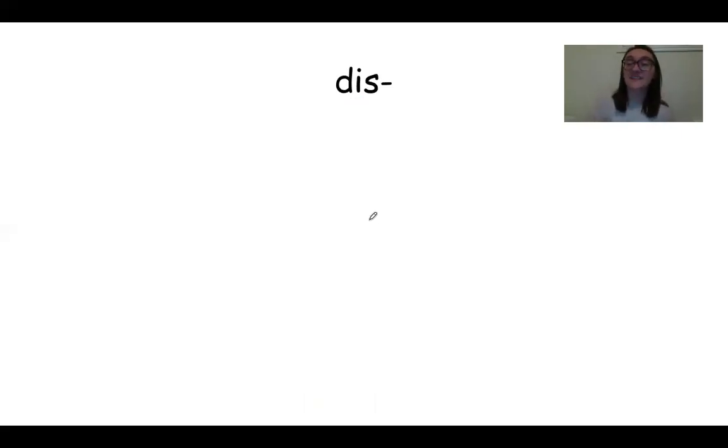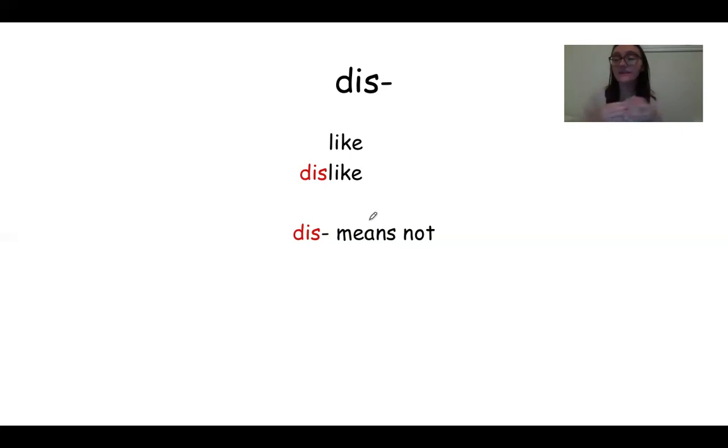The next one we're going to talk about is dis. So the example I'm going to show you is dislike. Dis also means not. So in English, we have lots of these little words that basically mean not or no, right? So when you say that you like someone, it means that you think that they're nice, you like to be around them, you like them. But if you say that you dislike somebody, it means that you do not like them. It means that you do not like to be around them. You do not want to see them, that kind of thing. So dis also means not.